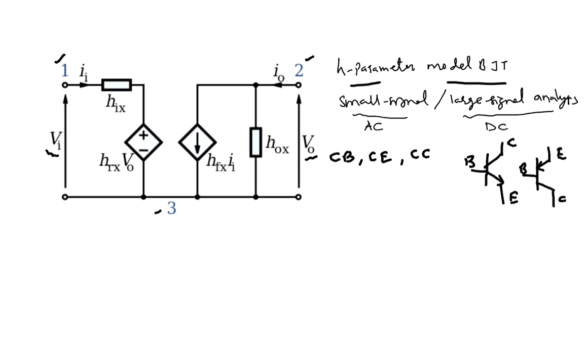So this model is applicable to both of these devices, and depending on whether you configure or bias your transistor in CB, CE, or CC, the name of these terminals can be indicated. For example, I am going to explain the H parameter model of a BJT for common emitter configuration. So let's call terminal 1 the base of the device, terminal 3 the emitter of the device, and terminal 2 the collector of the device. So obviously your VI is going to be VBE.